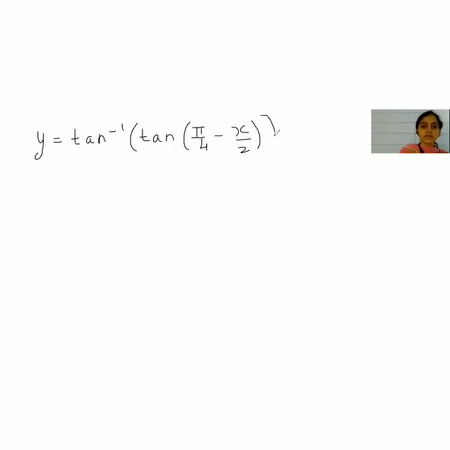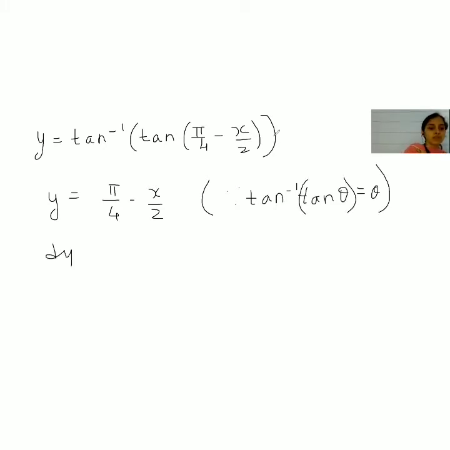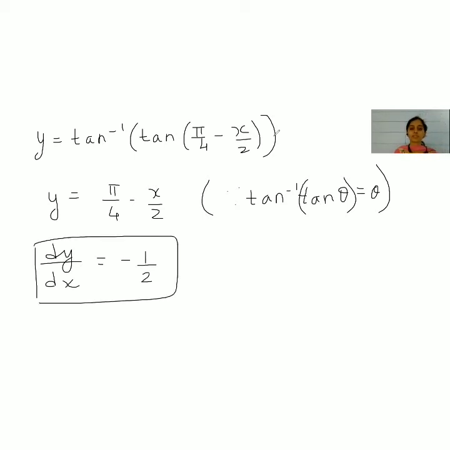Close the bracket. Now what is tan inverse of tan theta? It is equal to theta. So pi by 4 minus x by 2, since tan inverse of tan theta is equal to theta. Remember to write the properties that you're using. Dy by dx is equal to, first is a constant, so 0 minus half. Derivative of x is 1. So dy by dx is minus half. This is the fifth question. Let's go to the sixth one now.